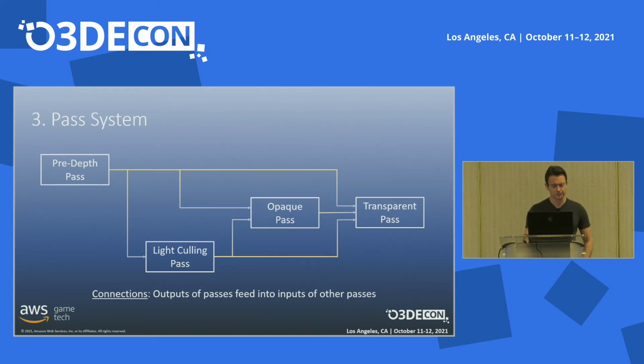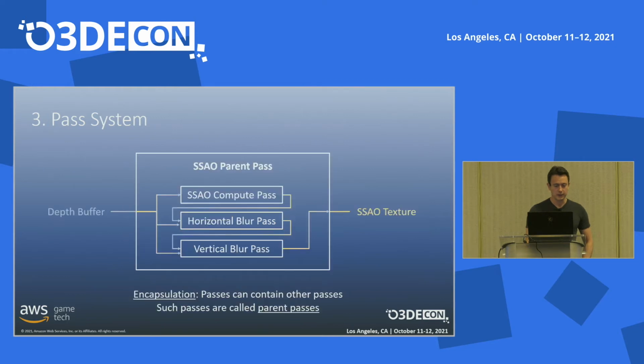We have the pre-depth pass, which creates the depth. The depth feeds into the opaque pass and the light culling pass. Both of these output the lighting buffer and the light culling data. And all three of these then feed into the transparent pass. So these connections allow us to have a layer of encapsulation.